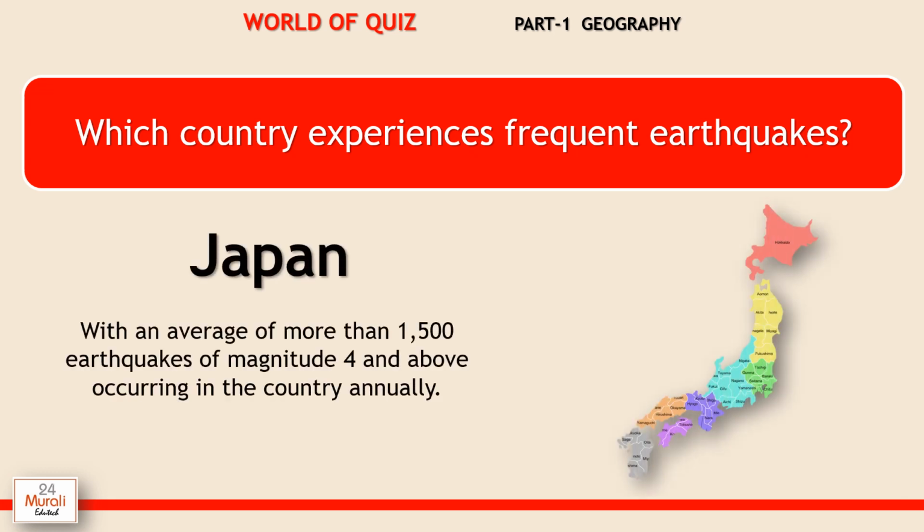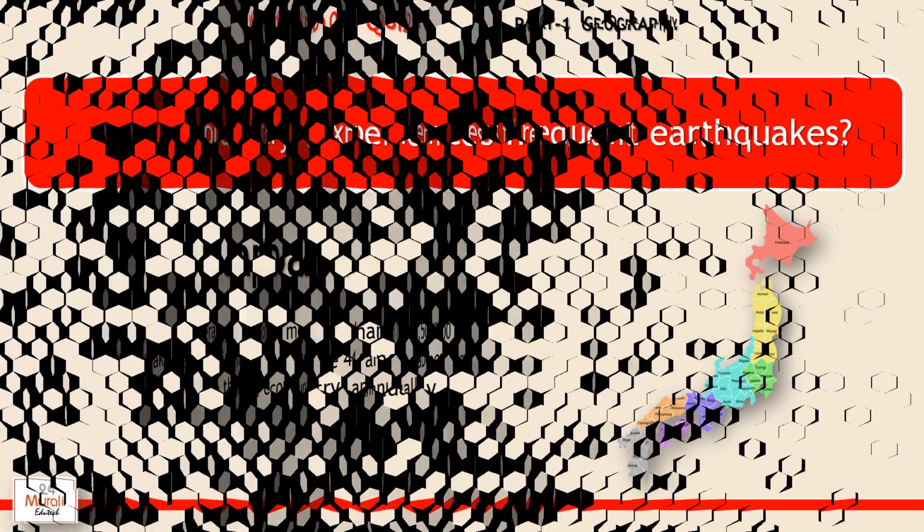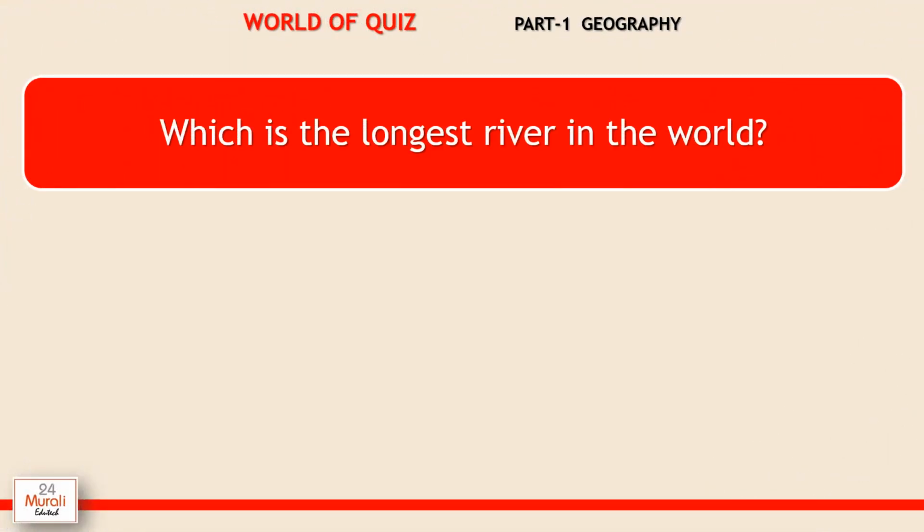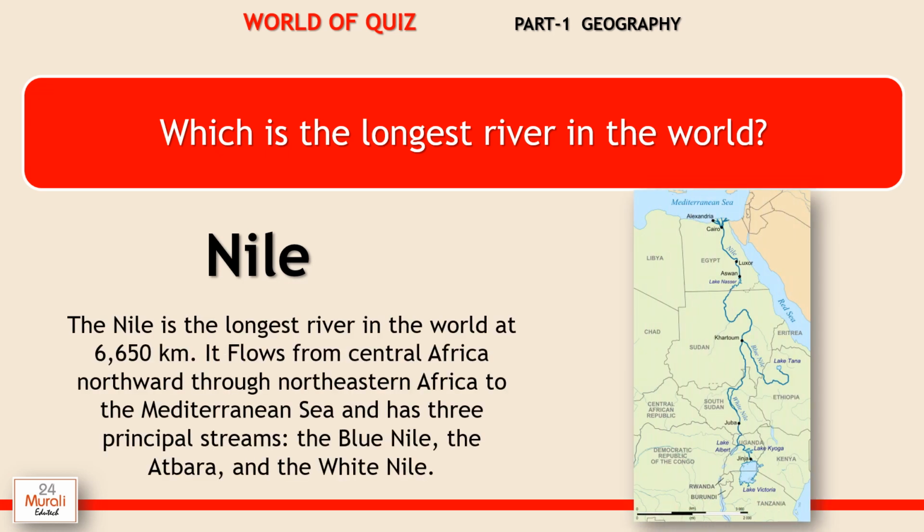Japan, with an average of more than 1,500 earthquakes of magnitude 4 and above occurring in the country annually. Which is the longest river in the world? Nile. The Nile is the longest river in the world at 6,650 kilometers.